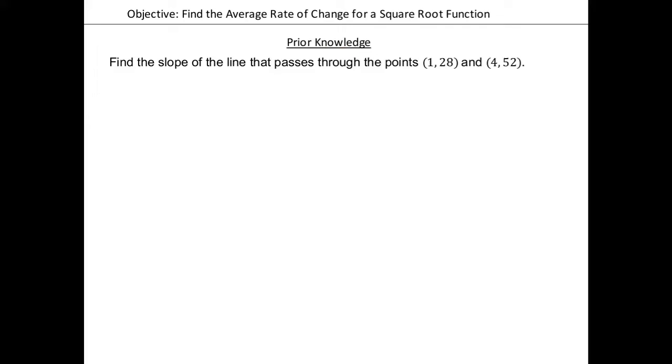So for prior knowledge here, it says to find the slope of the line that passes through the points (1, 28) and (4, 52). If you remember, the first value is the x's, so like the x1 and the x2. The second value in the coordinate is your y's, so that's the y1 and the y2. And our formula is y2 minus y1 over x2 minus x1.